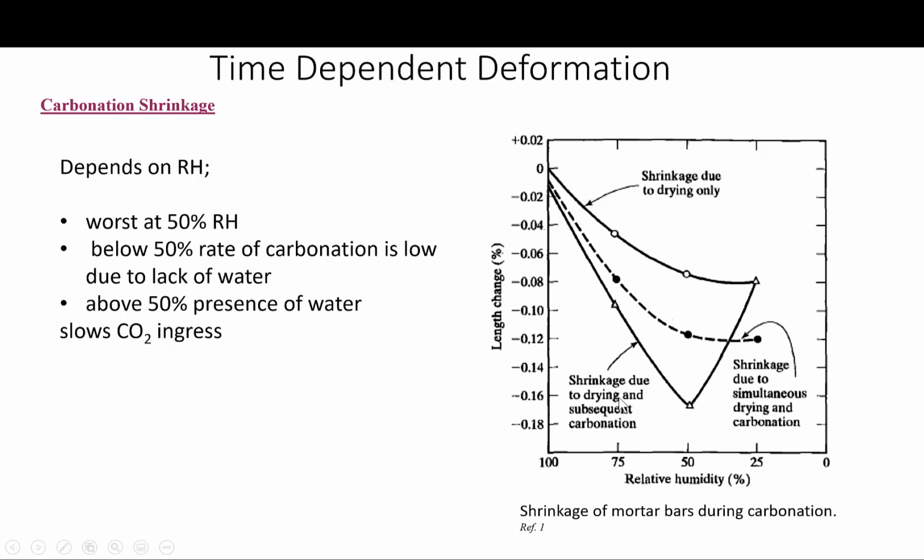For shrinkage due to drying and subsequent carbonation, as you can see here, it is greatest basically at a relative humidity of 50%. Okay, and we explained why. We said, worst at 50%, below 50%, the rate of carbonation is low due to lack of water. Above 50%, the presence of water slows the ingress of the carbon dioxide into the concrete. And these are the explanations I just mentioned during the discussion in the previous slide.